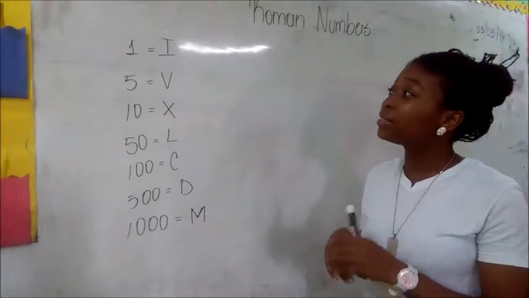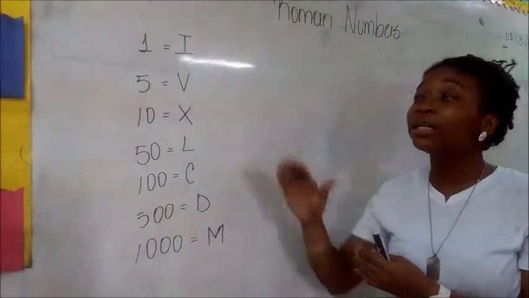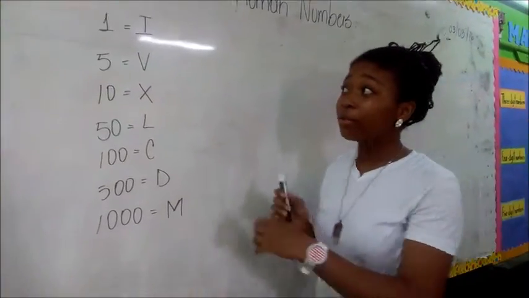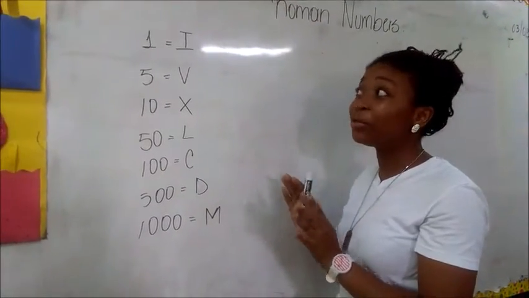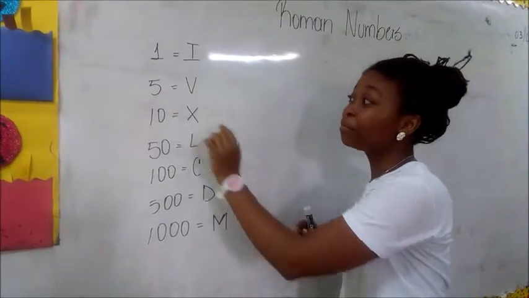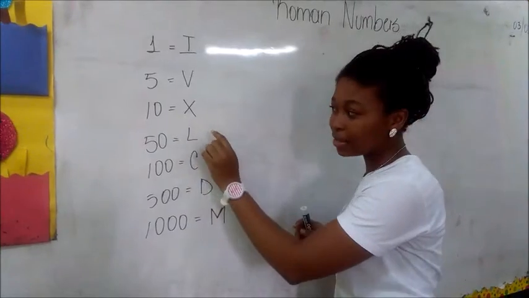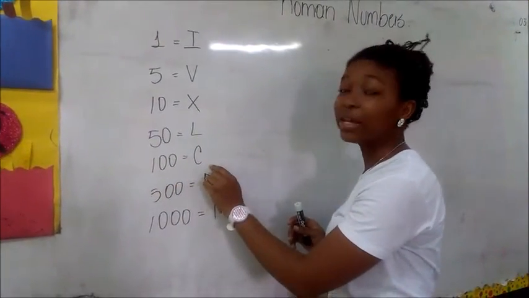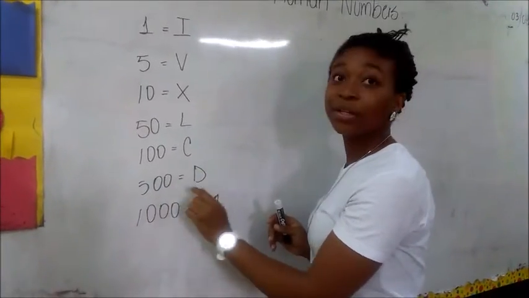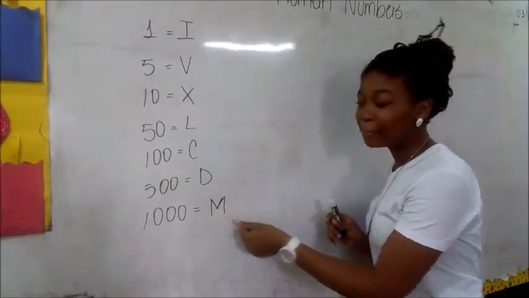Roman numbers are used to communicate and transmit information through symbols. For example, the number 1 we know as the normal numeral, that is the symbol. The number 5 is this one, 10 is the X, 50 is L, 100 is the letter C, 500 is D, and 1000 is the letter M.